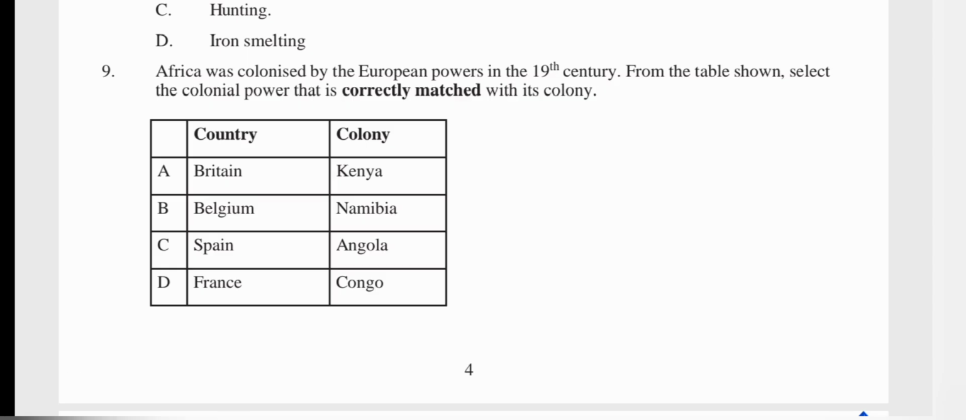Number 9. Africa was colonized by the European powers in the 19th century. From the table below, select the colonial power that is correctly matched with its colony. Britain, Kenya. Yes. Belgium, Namibia. Spain, Angola. France, Congo. So the answer is A.